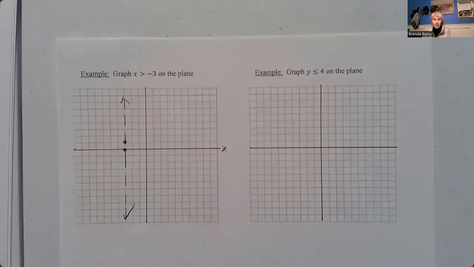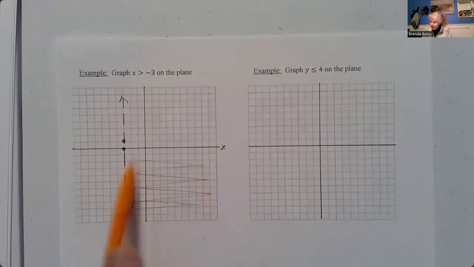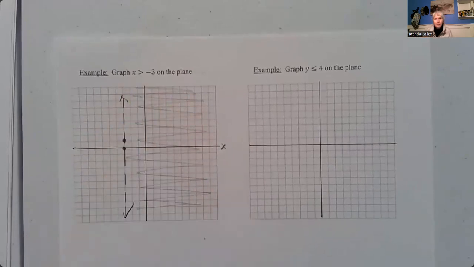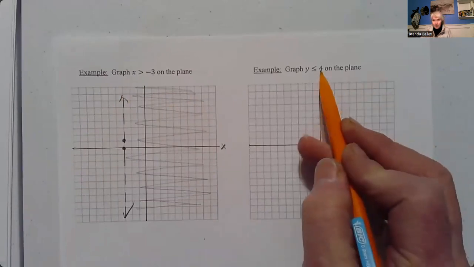We want x is greater than a negative 3. And that's to the right over here. All of these points have x's greater than a negative 3. Perfect. Let's look at this next example. Y is less than or equal to a positive 4. Now, we know from our previous chapter that this is a horizontal line.